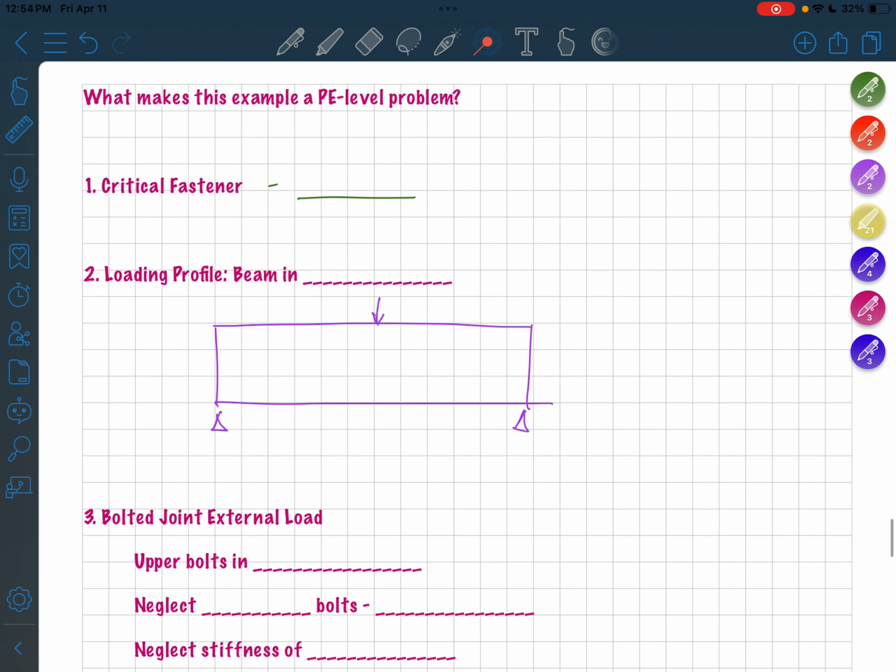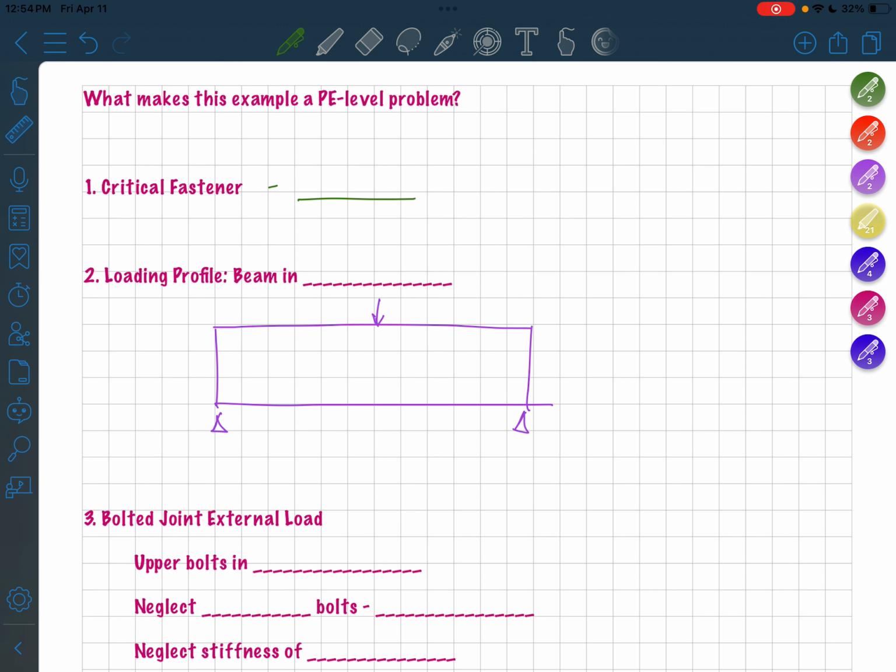Let's break it down. The first thing is you have to understand what the critical fastener is. You need to be so familiar with this topic that you can look at that bolted joint by inspection and tell that the critical fastener is the one farthest from the neutral axis.